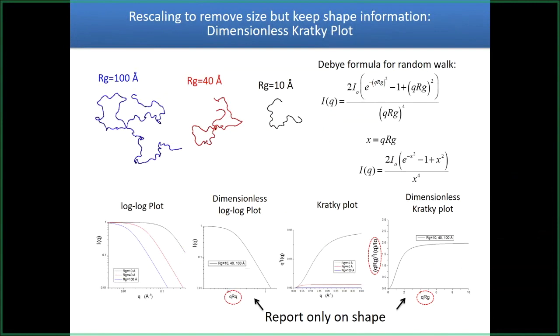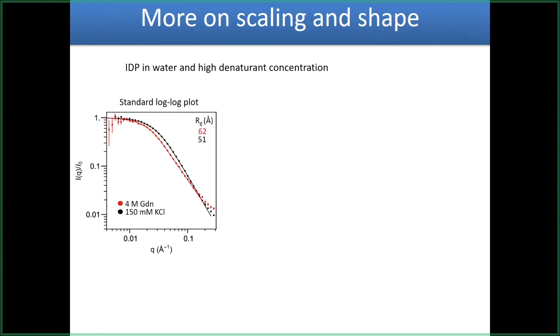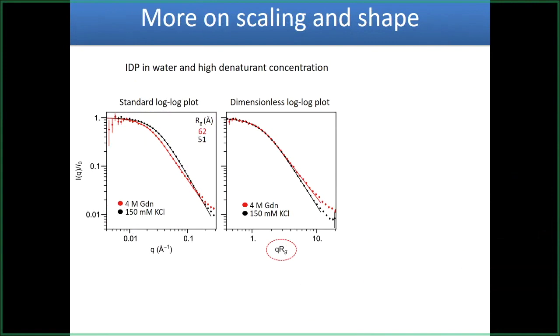All right, let me show you some real examples. This is an intrinsically disordered protein, an IDP, in high denaturant and in water. Here I'm showing you in 4 molar guanidine hydrochloride. This is something where if you add it to a protein solution, most proteins will unfold. And then I also have it in potassium chloride, so under aqueous conditions. You can see their scattering on a log-log plot looks fairly similar. If I rescale out the overall size, now you can see the inner part of the curve, which gives you more information on longer distances, looks the same.